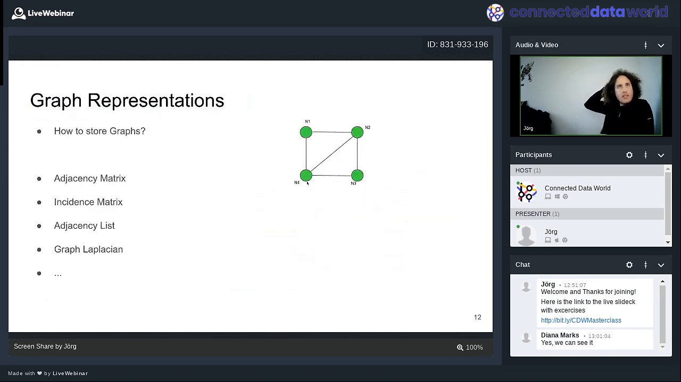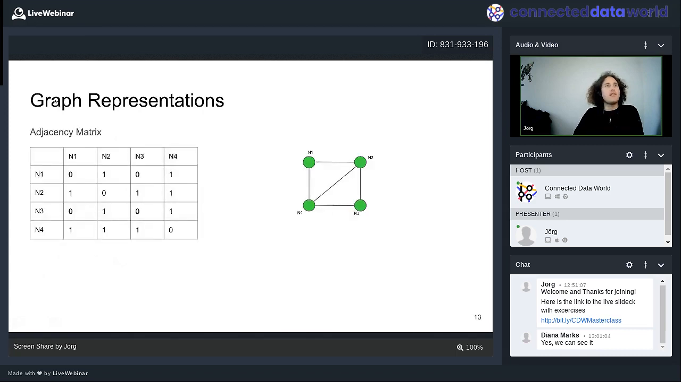Graph representations. This comes down to the notion of how to store graphs. Interestingly, graph representation is a slightly overloaded term. We'll see a different meaning later on during this talk. But here it's about how we can actually represent a graph, so how could we feed a graph into a computer? Drawing it might work with some interface, but there needs to be some representation behind it. The most common representations we'll see on the next slides are adjacency matrix, incidence matrix, adjacency list, and graph Laplacian. Let's go through them.